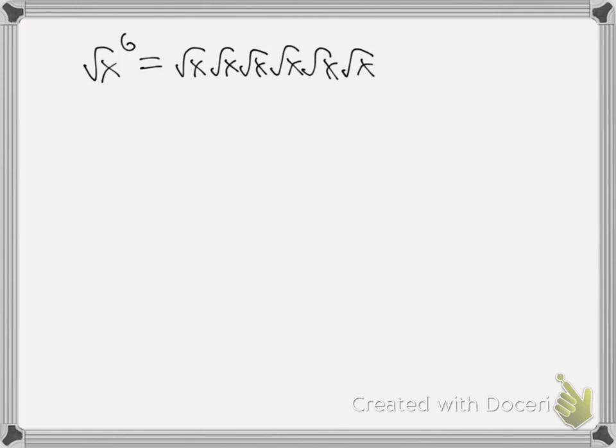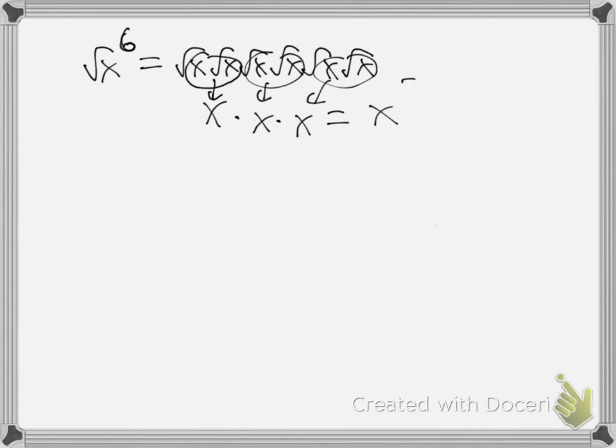That's what square roots do. So 2 x's in, send 1 x out, outside the root. 2 x's in, send 1 more x outside. These are all multiplied together, because that's what 6th power means, 6 multiplied together. 2 x's in, another x out, so that comes out x cubed in the end, doesn't it?